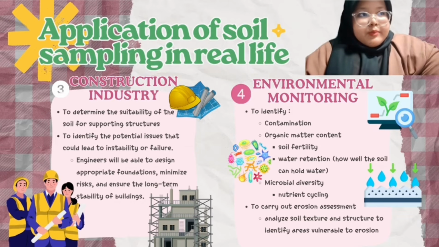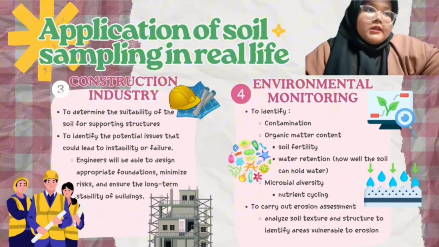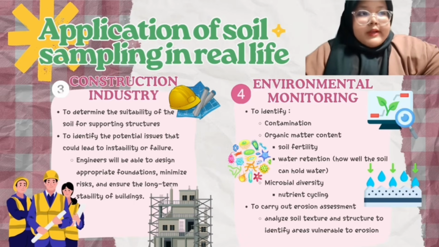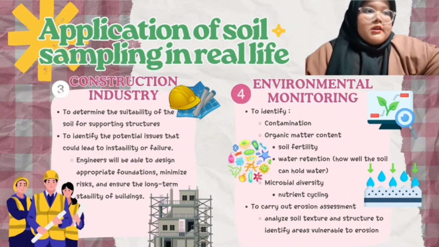Soil sampling is very important to identify contamination and organic matter content. For example, we can know about the soil fertility and water retention, which is how well the soil can hold water. Soil sampling can also identify the microbial diversity and nutrient cycling. And lastly, soil sampling is very important to carry out erosion assessment, to analyze soil structure and texture to identify areas vulnerable to erosion.